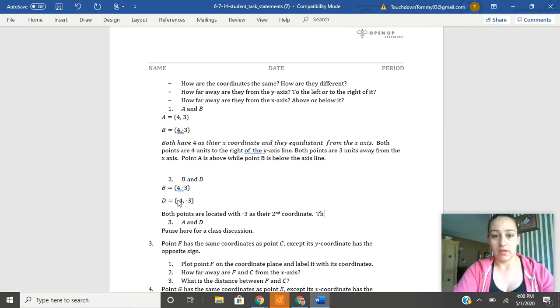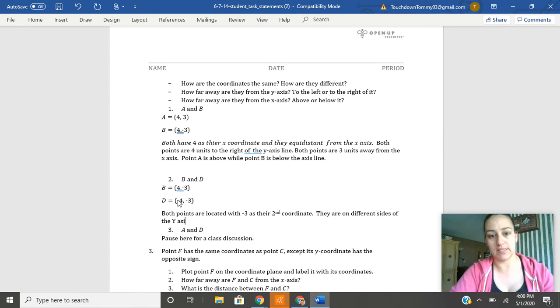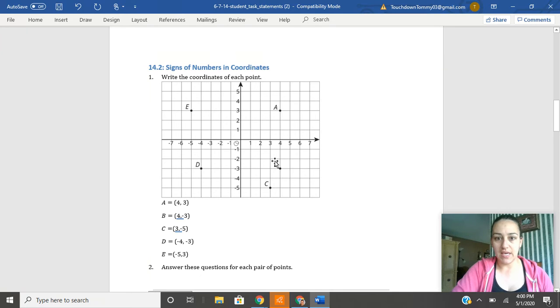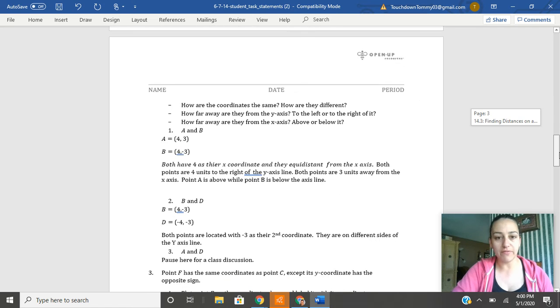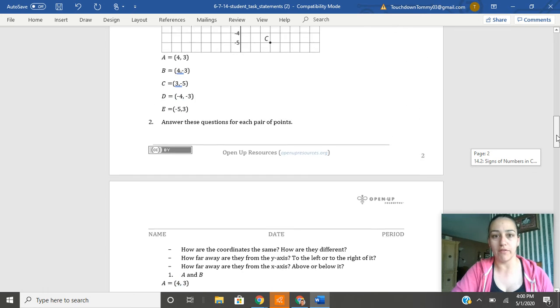So they are on different sides of the y, the vertical, the y-axis line. And I'll show you looking at that up above, B and D are on opposite sides, one to the right and one to the left. And that's really going to answer these other questions for us as well. How far are they from those lines, and are they right or left, as well as how far away are they from the x-axis, and are they above or below it?